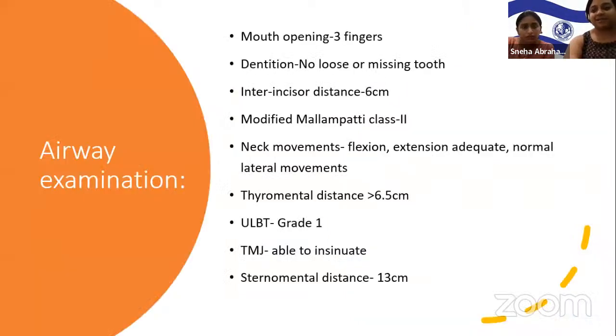Coming to airway examination, the mouth opening was found to be 3 fingers. There was no loose tooth or missing tooth. The inter-incisor distance was found to be 6 centimeter. Patient had a modified Mallampati class 2. The neck movements of flexion, extension were adequate. What is Mallampati grade 0? Sir, epiglottis is visualized. Yes.